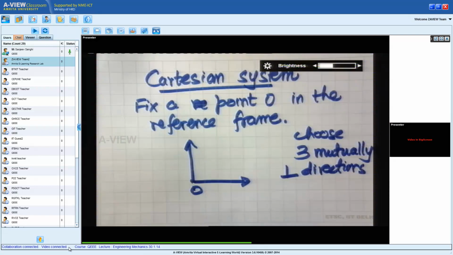Excuse me, is it on or? Okay, sorry, I couldn't see the picture, so I thought I had gone off screen.